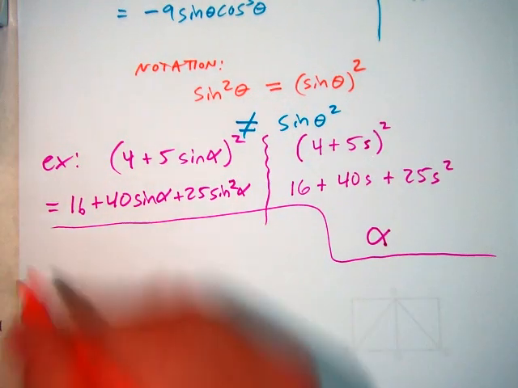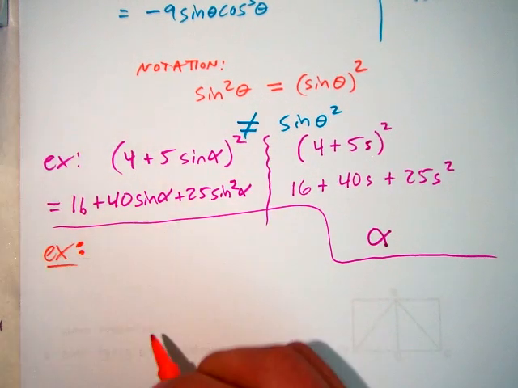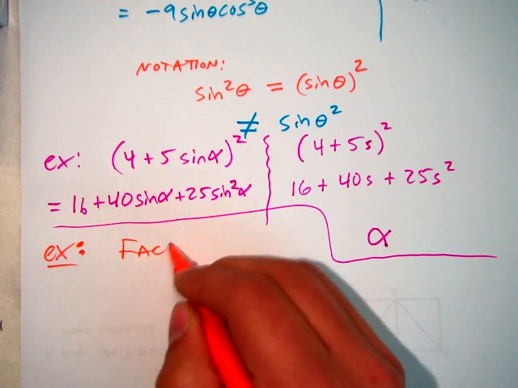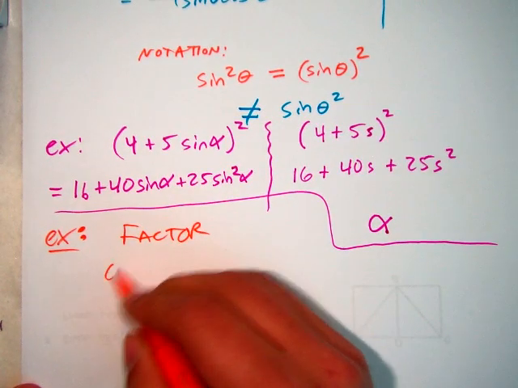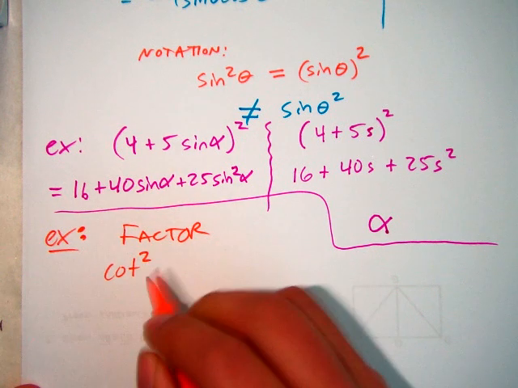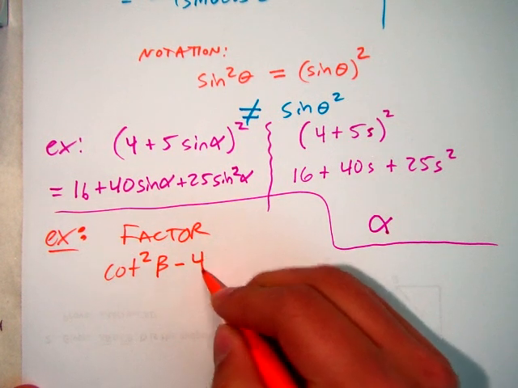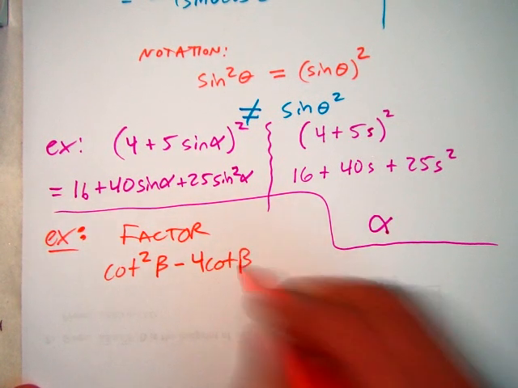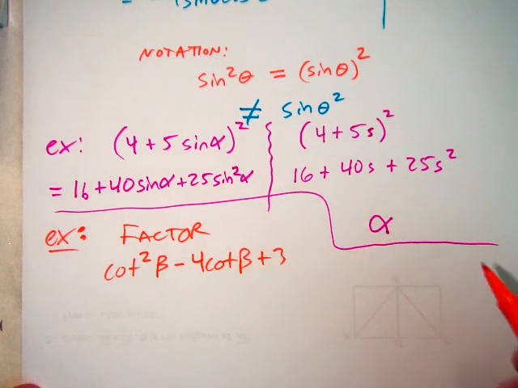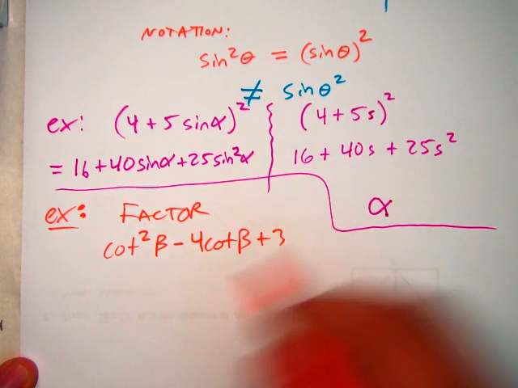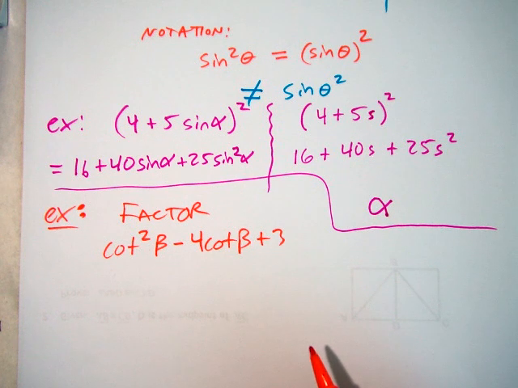Another example. Factor cotangent squared, let's say beta, just so you guys see all the different symbols and get used to them, minus 4 cotangent beta plus 3. If anybody thinks they know how to factor it, raise your hand. Don't shout it out. Just tell me if you think you got it. 1, 2, 3, 4, 5, 6.